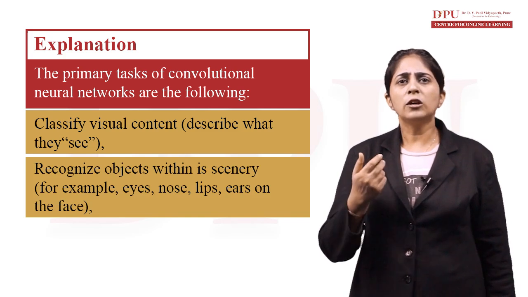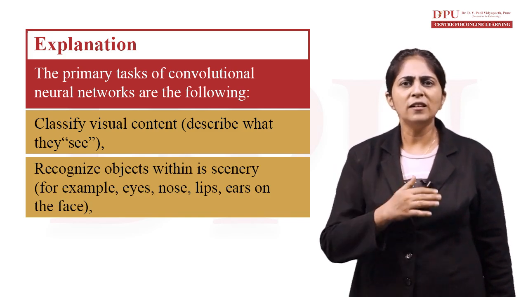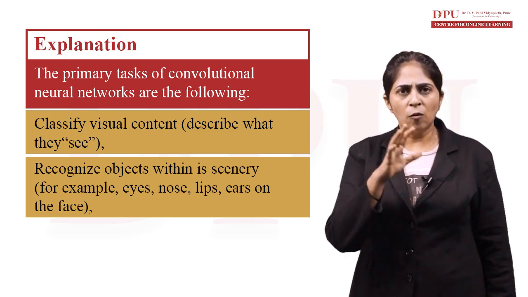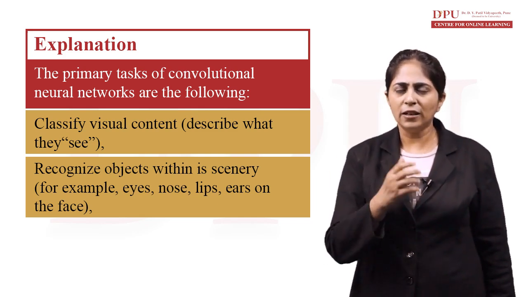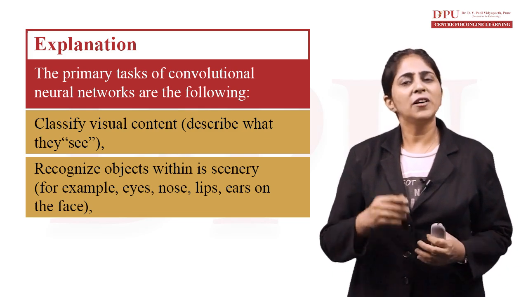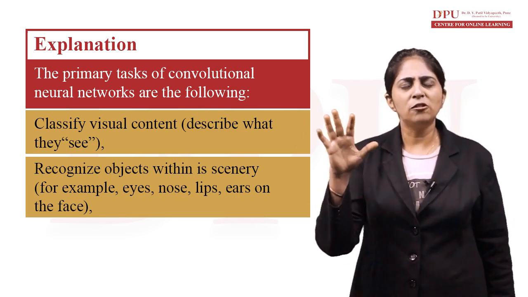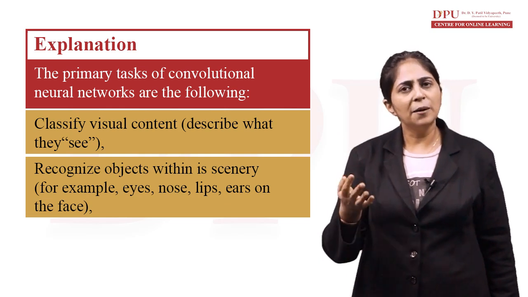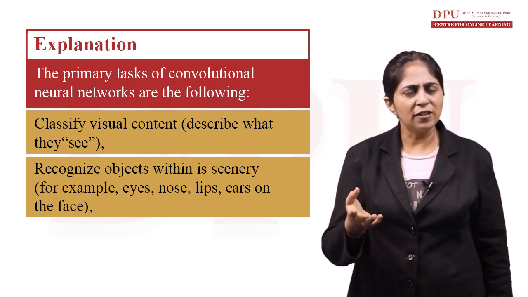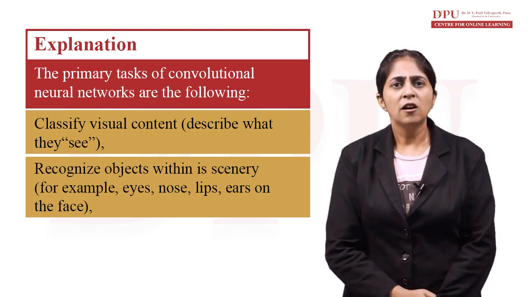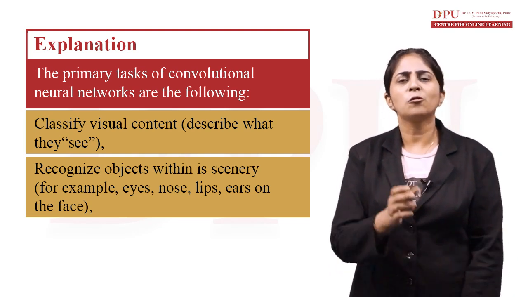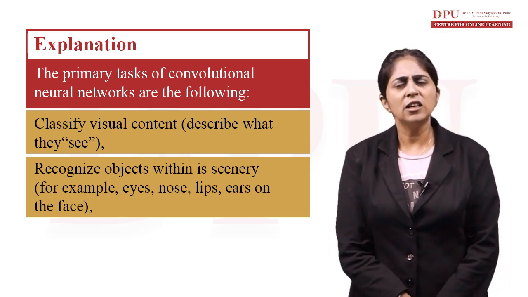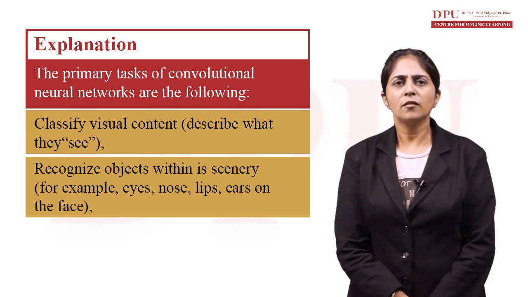Second is to recognize the objects within a scenery. For example, what are the objects that we have in a particular scenery? We can have an image of a particular person, so we can have eyes, nose, lips, ears on the face, etc. We can have different things. So the next task is to recognize the objects in a particular image or scenery.